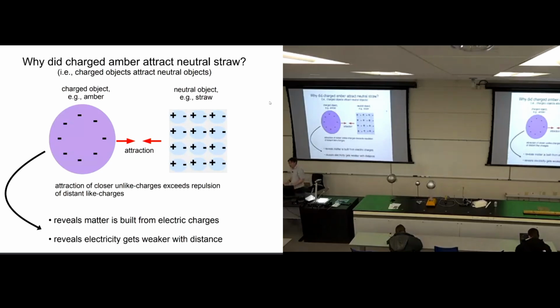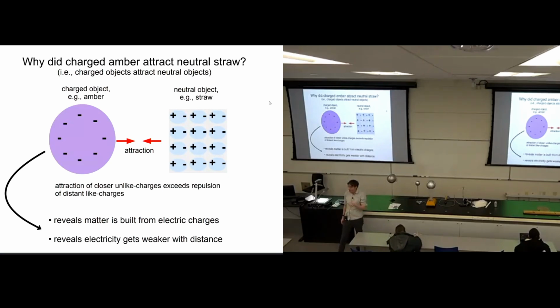Oh, here's an interesting question. Just going back to the Greeks. They rubbed amber and it attracted hair or fur or straw. But they didn't rub the hair or the straw or the fur. They just rubbed the amber. So they found that a charged object, the amber, actually attracts a neutral object. That's the hair or the fur or the straw.